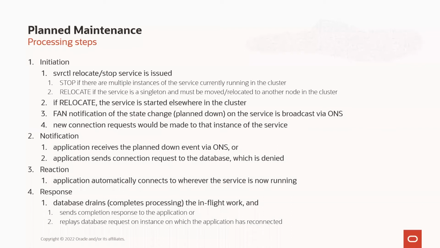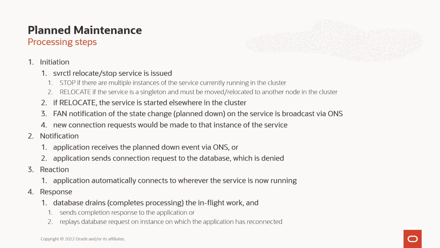And then what's happening lower down the processing stack, in other words, what's happening at the database level. And we'll talk about each of these as we go through. On the initiation, basically it is a matter of a DBA and/or utility script issuing a SRVCTL command, which is a server control command, to relocate or stop the database service to which you're connected.